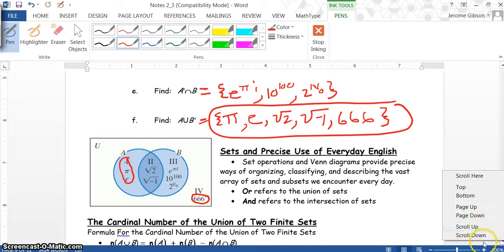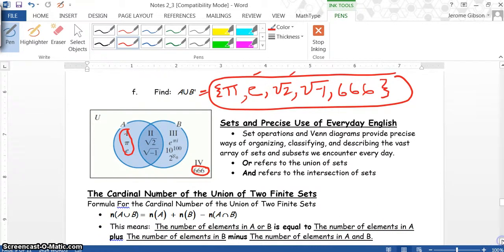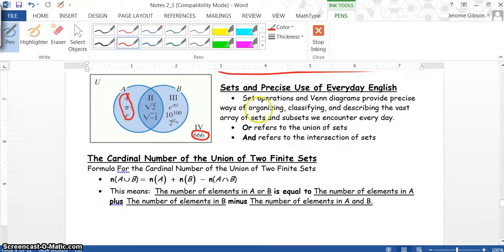Now, it says, set and precise use of everyday English. Set operations and Venn diagrams provide precise ways of organizing, classifying, and describing a vast array of sets and subsets we encounter every day. "Or" refers to the union of sets and "and" refers to the intersection of sets. The cardinal number of the union of two finite sets: N of A union B is equal to N of A plus N of B minus N of A intersect B.